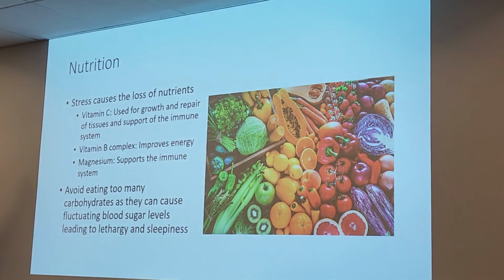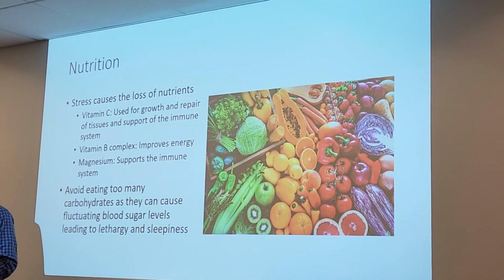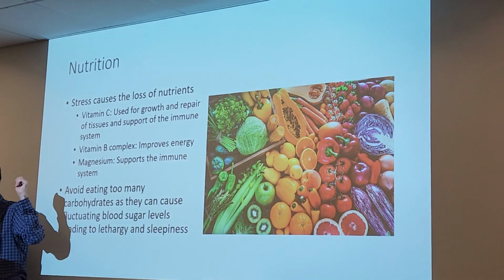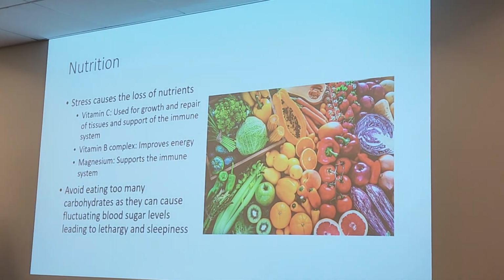So, vitamin C, used for growth and repair of tissues, supports the immune system. Vitamin B improves energy. Magnesium supports the immune system. Right? You want to replenish these vitamins, and naturally, right? Don't just take one a day and call it a done deal.